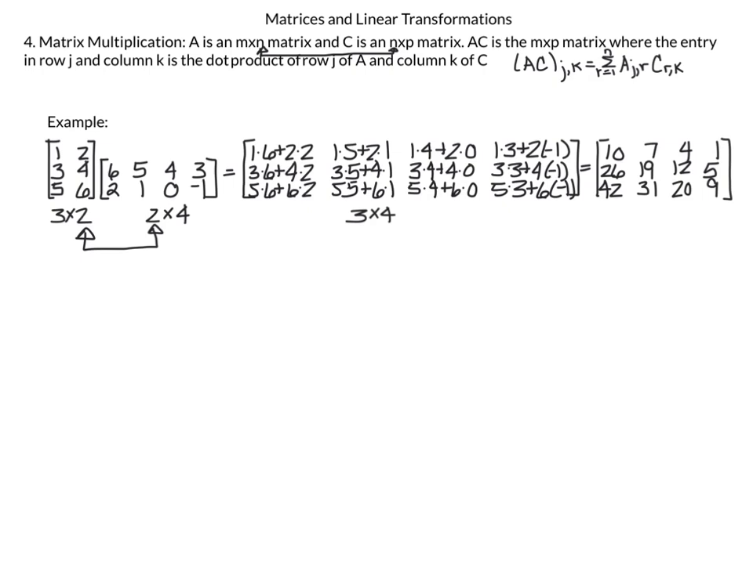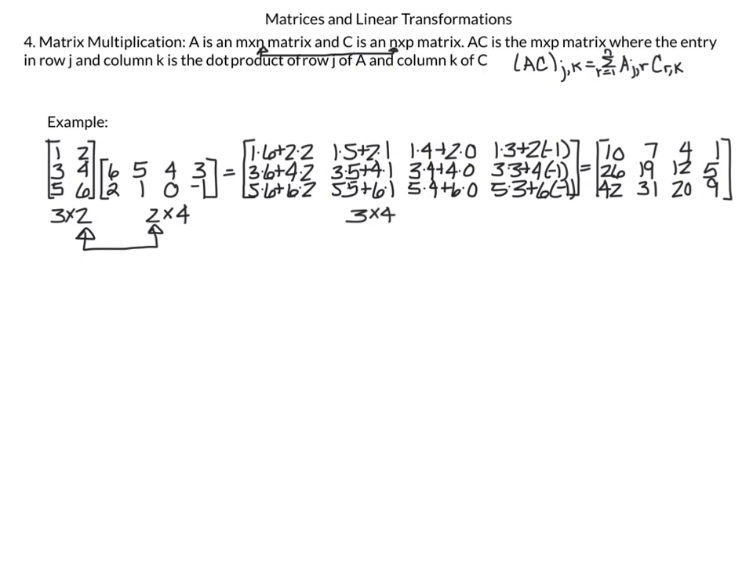So let's start by doing the multiplication. Again, it's the row dotted with the column. So row 1 dotted with column 1 gives us our entry for A11. So it's going to be 1 times 6 plus 2 times 2. That's our first entry. Now for our first row, second column, A12 entry, that's going to be the first row times the second column. So 1 times 5 plus 2 times 1. And then we have 1 times 4 plus 2 times 0. And 1 times 3 plus 2 times minus 1.